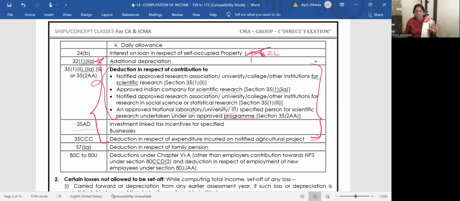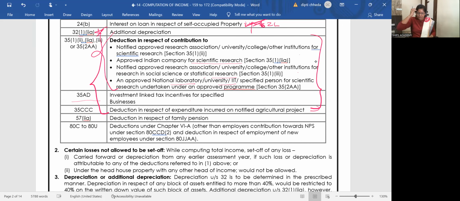So what is not allowed if you go for the alternative tax regime? Additional depreciation not allowed. Next, Section 35 not allowed. Investment linked tax incentives not allowed. Deduction in respect of expenditure incurred on notified agricultural project not allowed. Okay, let's go. Capital gain: no change, all same whether you go for the normal regime or the alternative.